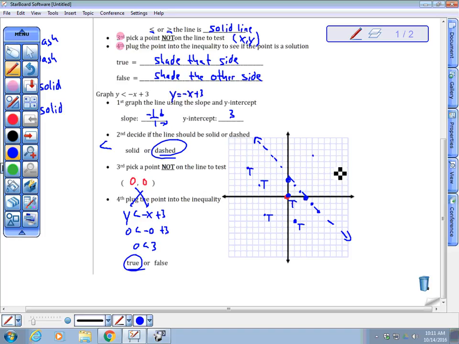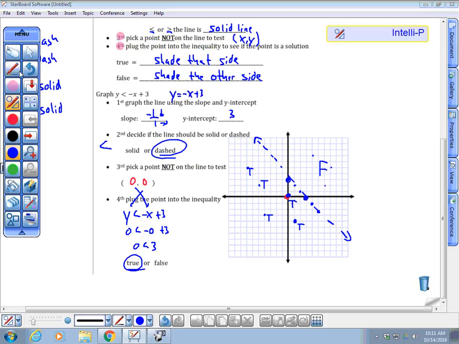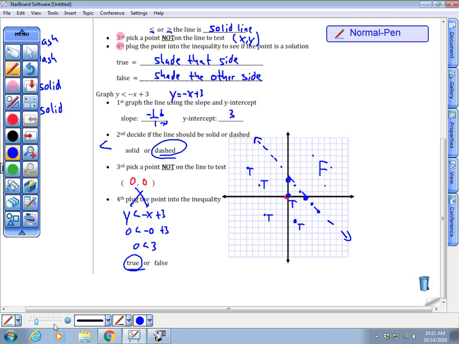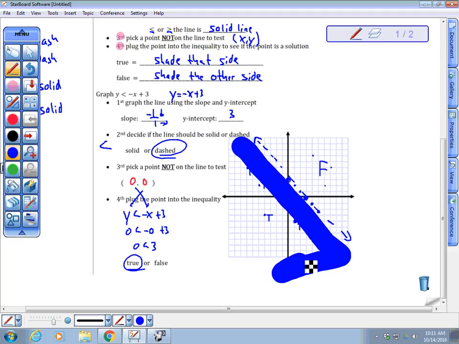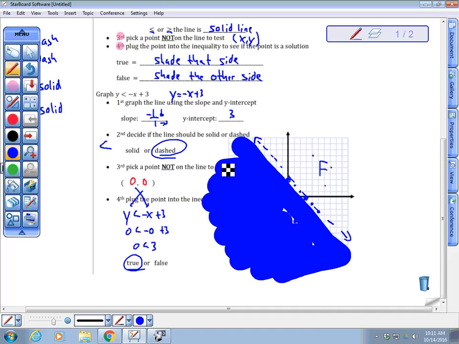Likewise, if I would have chosen anything over on this side, these would have all been false or untrue as far as the inequality. So the last thing that we're going to do is shade the side that is true. So shading this side like so. So again, this is the true side. Every dot that you try will work if it's in this shaded region.